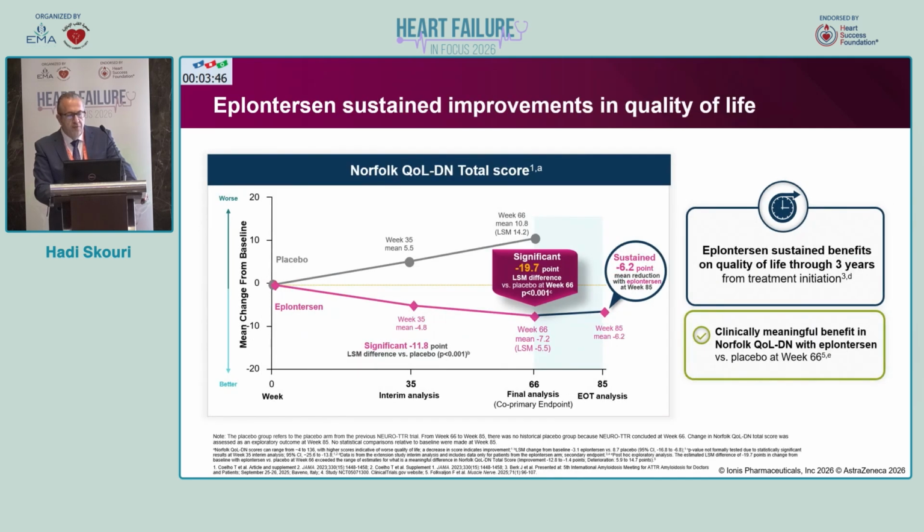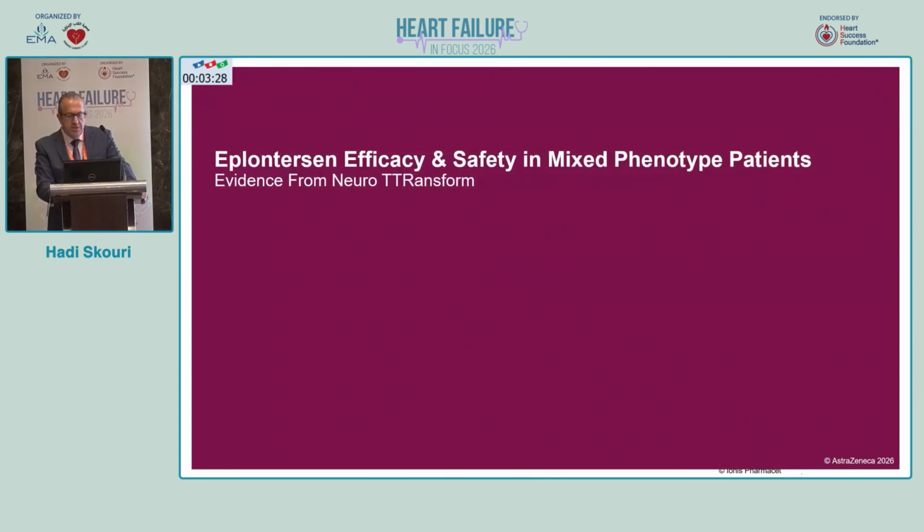Also, the Norfolk Quality of Life Diabetic Neuropathy score was significant with around 20 points, which is very significant, with a p-value less than 0.001, and also it remained sustained even at 85 weeks in this population.